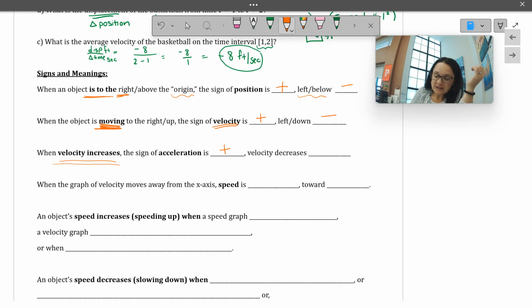And then if my velocity decreases, I have negative acceleration. Okay? So acceleration is positive when velocity is increasing. Acceleration is negative when velocity is decreasing. Okay?